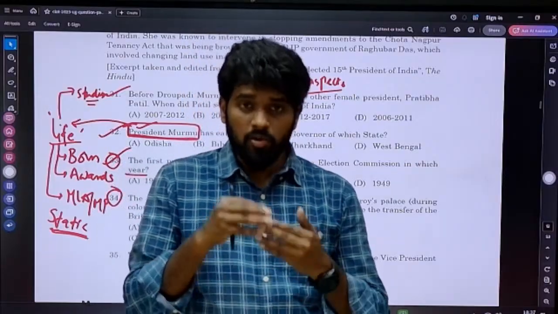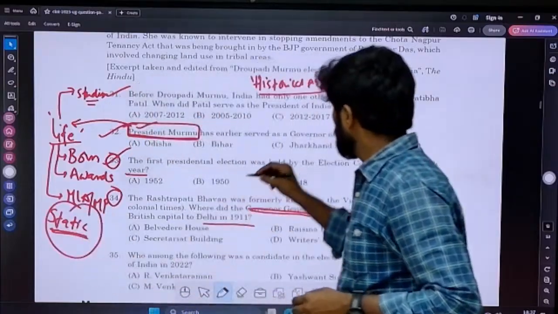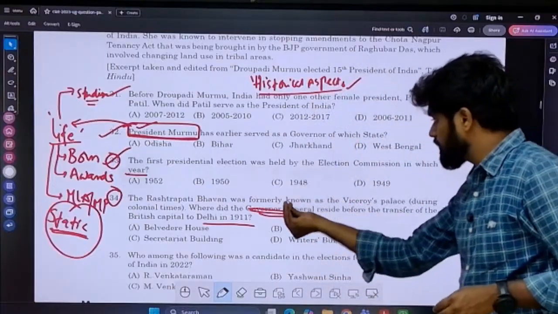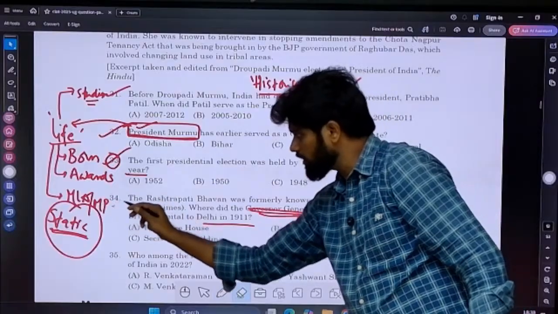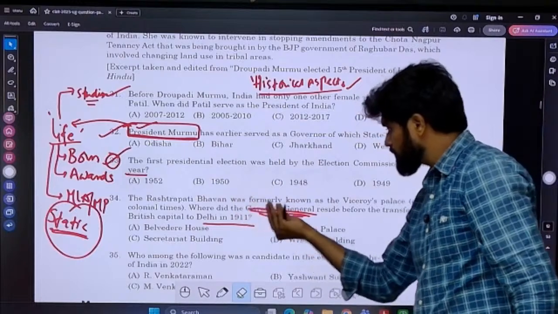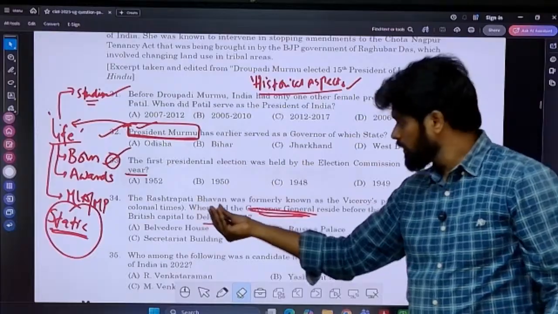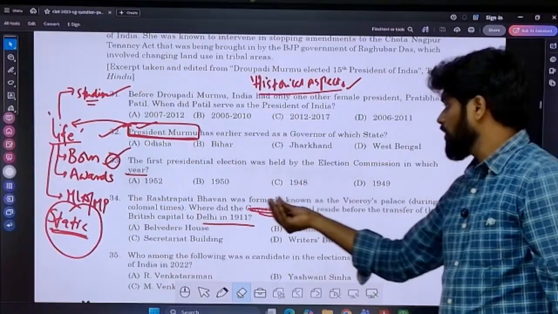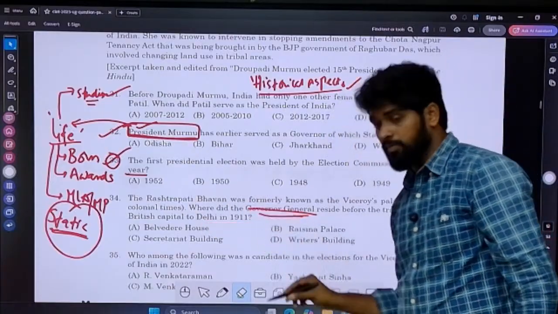Okay, then in those only, when you're covering this static portion, we will make sure you have knowledge of where the governor generals were. Now see this question, the 34th question. When you read the question, the Rashtrapati Bhavan was formerly known as the viceroy's palace during colonial times, we know it. Where did the governor general reside before the transfer of the British capital to Delhi in 1911? He's talking about that era.